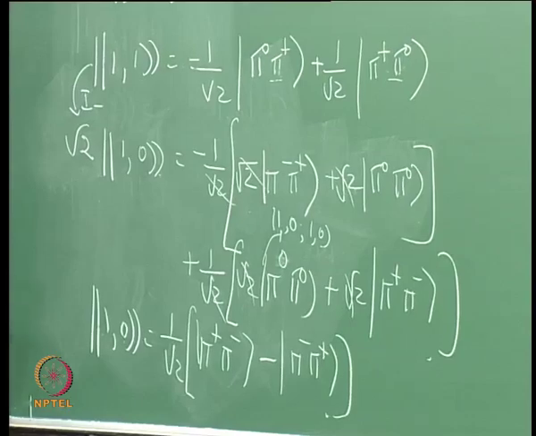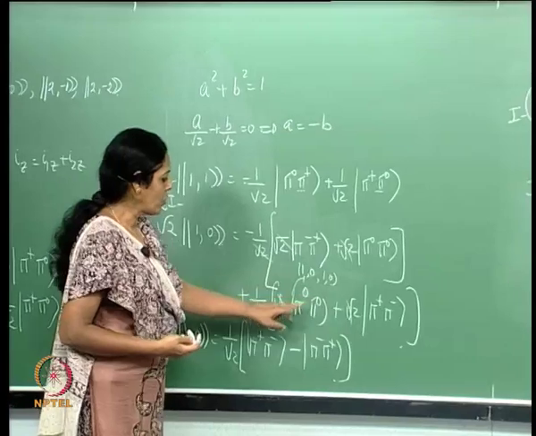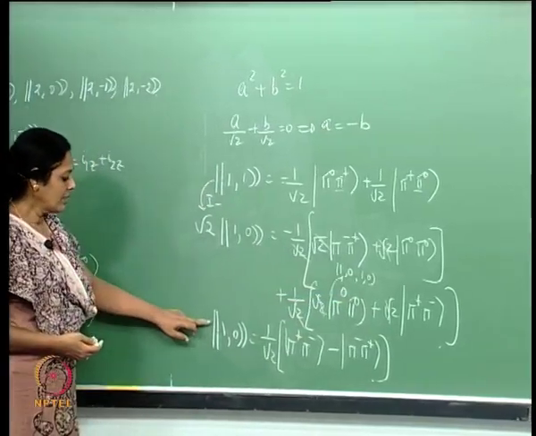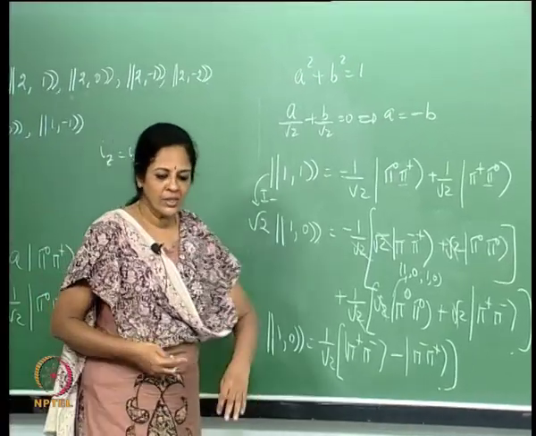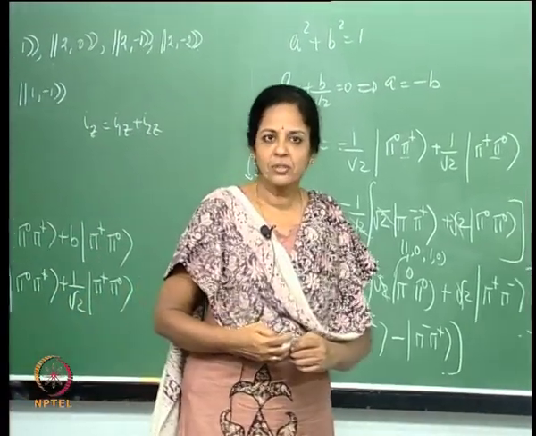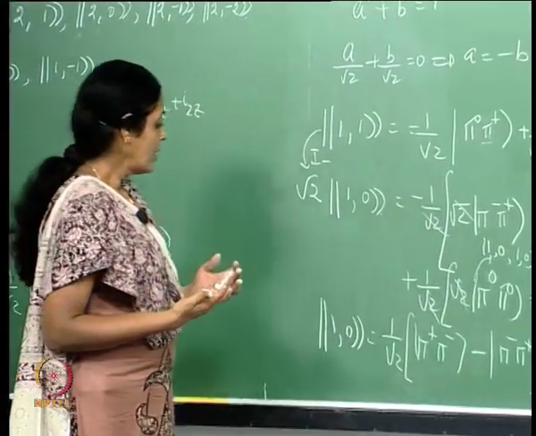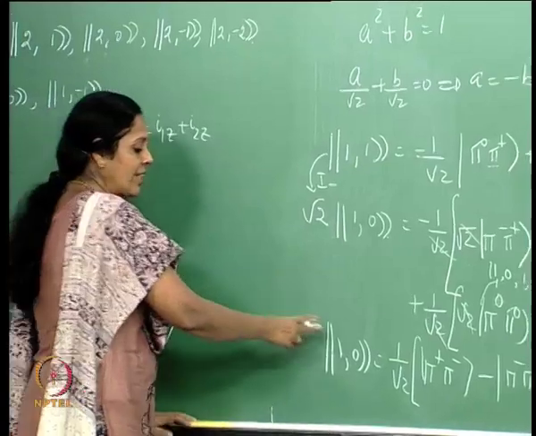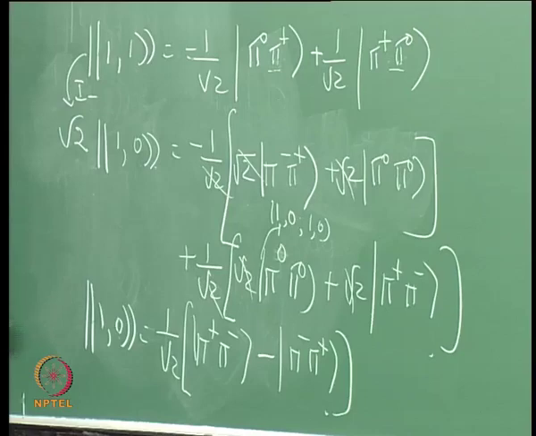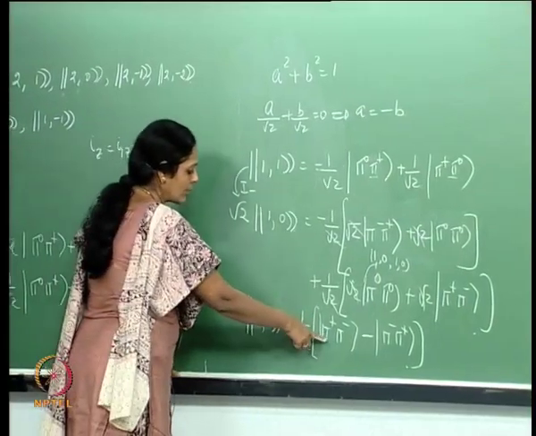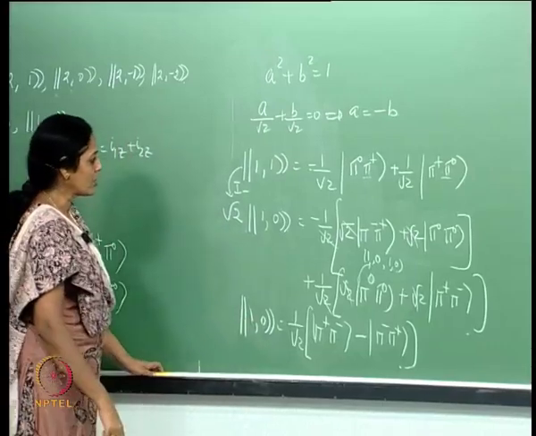This is not just an accident. The fact that pi naught cannot exist in the coupled state I equals 1, iz equals 0 is really a statement of a very important symmetry in particle physics called Bose symmetry. I will get to that later. Right now it is merely an observation. The details of the algebra show me that there is no contribution from two neutral pions to the 1, 0 state.